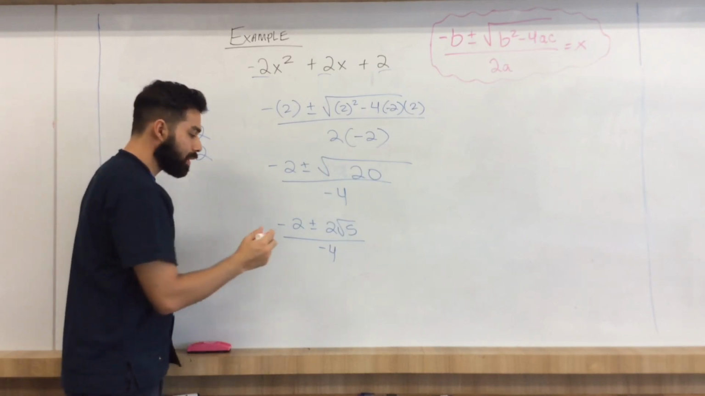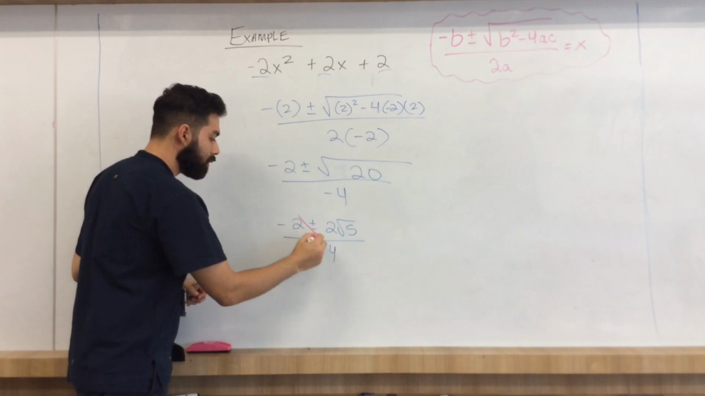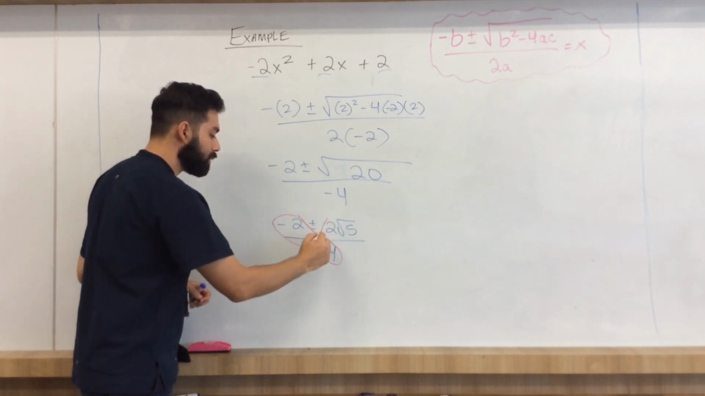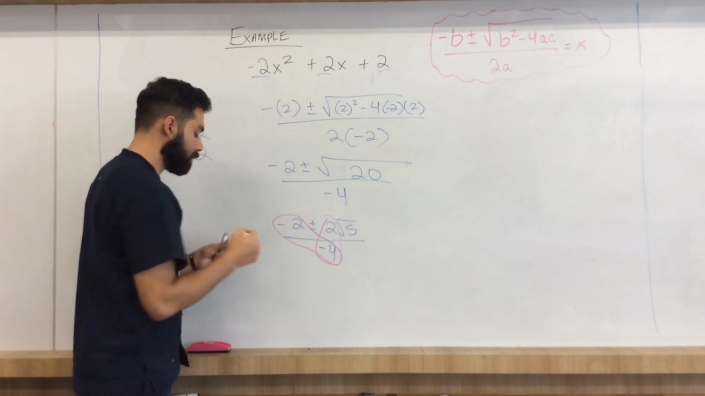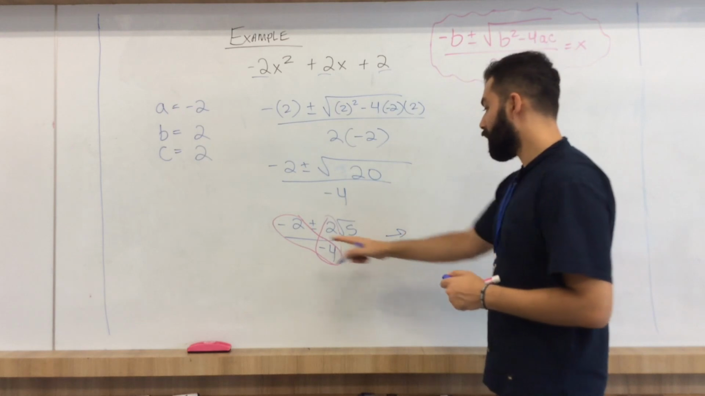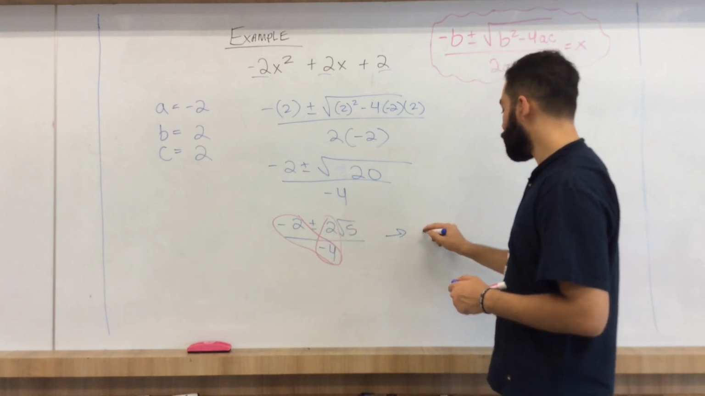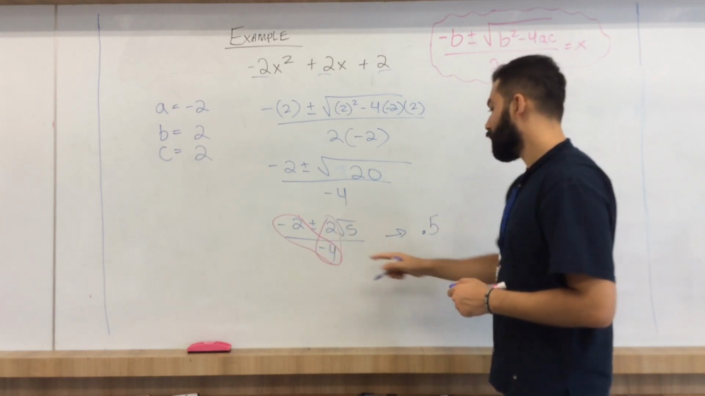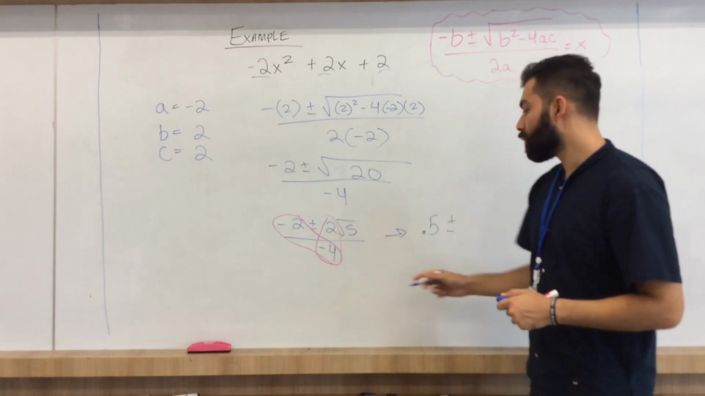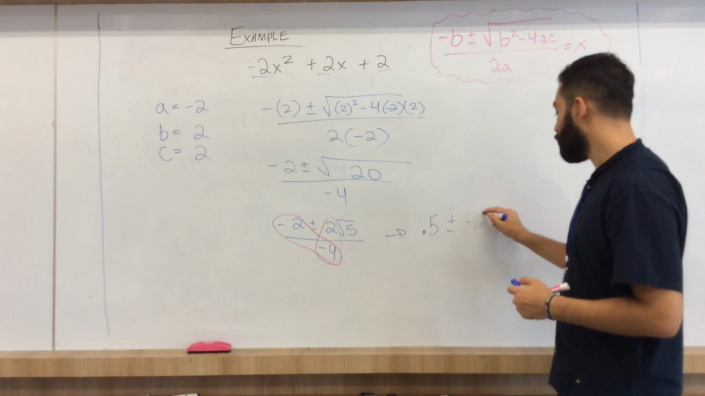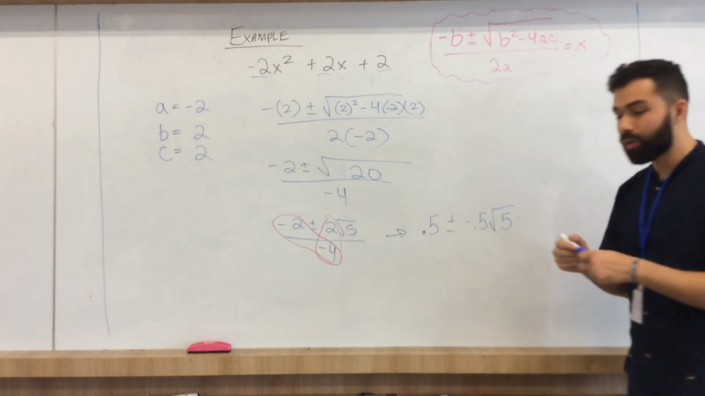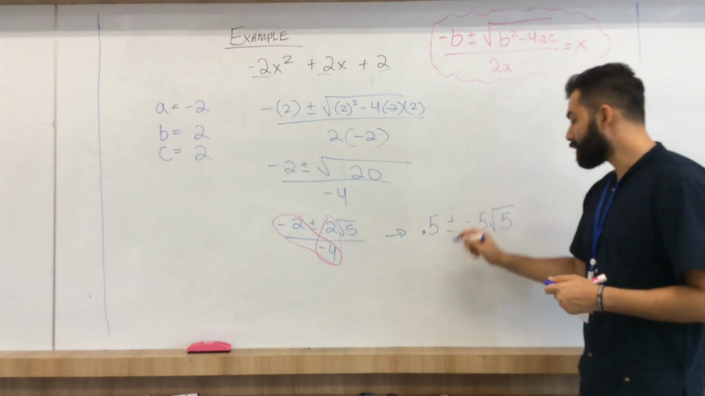So you have 2 scenarios here. I can do negative 2 divided by negative 4, but I can also do 2 over negative 4. So here's what you end up with. Now I have negative 2 over negative 4, that's just 0.5. And I have plus and minus 2 over negative 4, that is a negative 0.5 square root of 5. And again, you're going to have 2 answers here, that plus and minus.